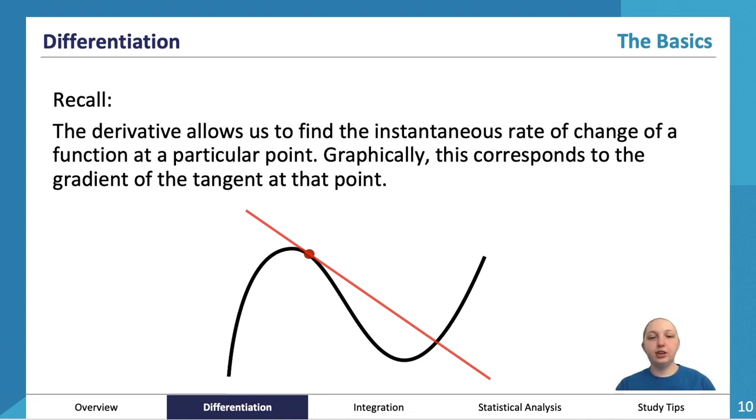So hopefully you guys remember that the tangent is a line that intersects your function exactly once. So that's what this red line is. And if we're saying that this is our point of interest, the derivative here, we're looking for the gradient of the tangent when it hits that point.